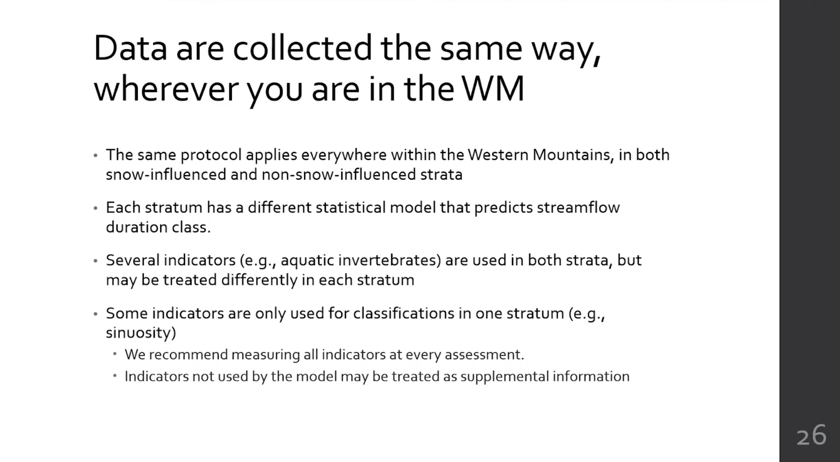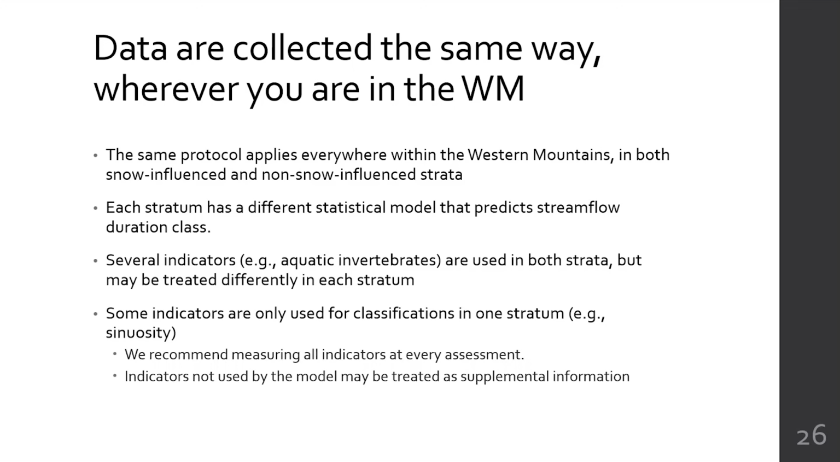Once you've collected your data, each of those two strata has different statistical models that interpret the data to predict streamflow duration class. Several of the indicators, as you saw on the previous slide, are used in both strata, for example, aquatic invertebrates, but they're treated differently, whether it's looking at number of mayflies versus all aquatic invertebrates.